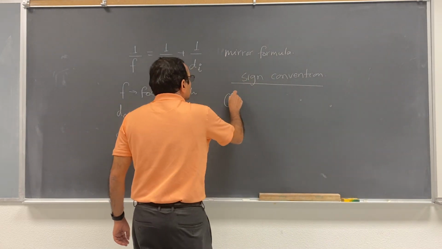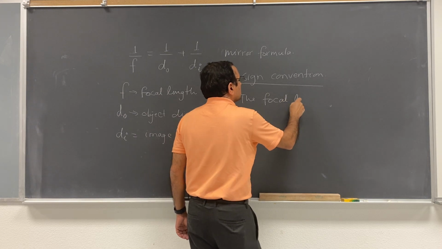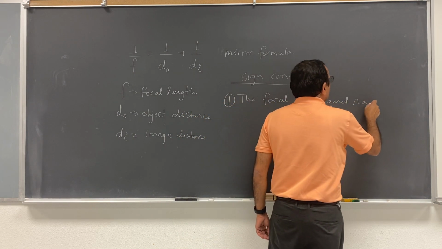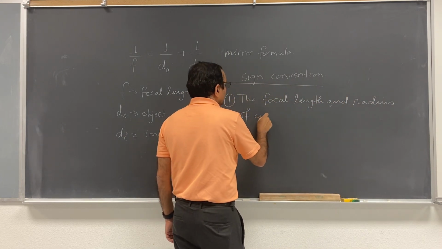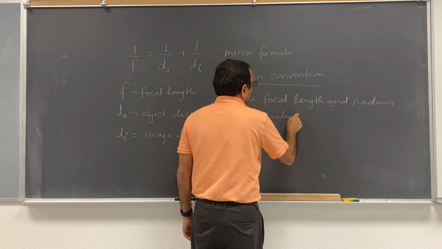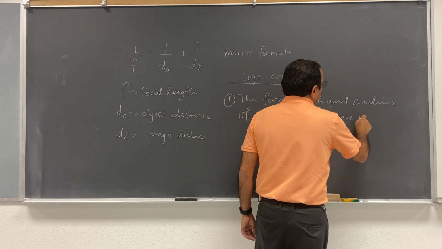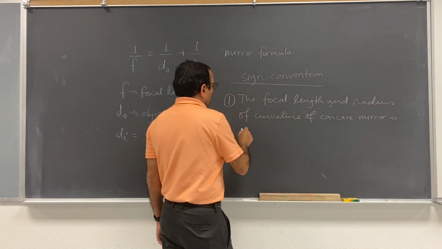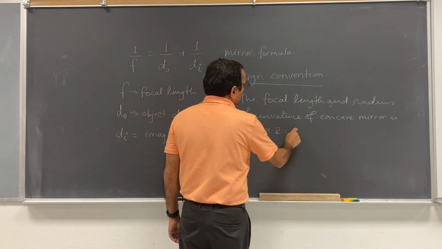The focal length and radius of curvature of concave mirror is positive, and convex mirror is negative.